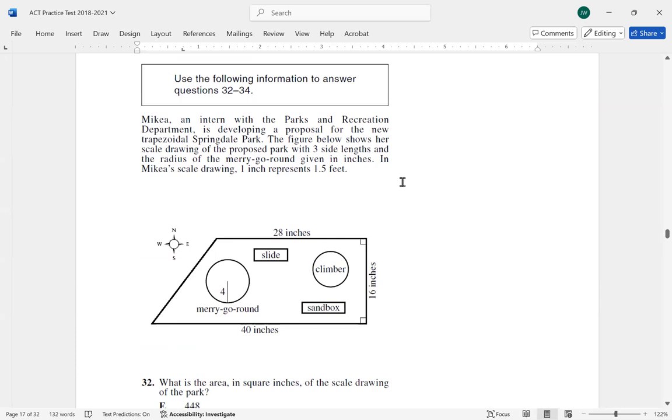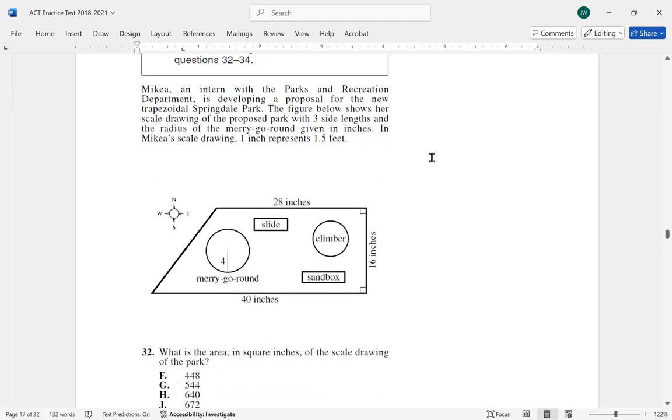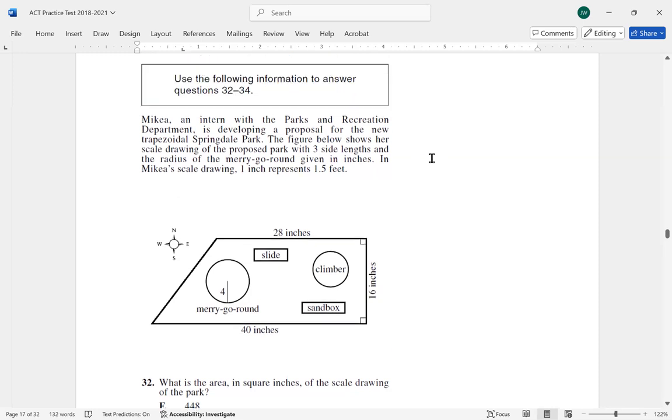Questions 32 through 34 will use this diagram. Micaiah, an intern at the Parks and Rec Department, is developing a proposal for a new trapezoidal Springdale Park. The figure below shows her scale drawing with 3 side lengths and the radius of the merry-go-round given in inches. In Micaiah's scale drawing, 1 inch represents 1.5 feet. So we're going to use this scale drawing where 1 inch represents 1.5 feet.